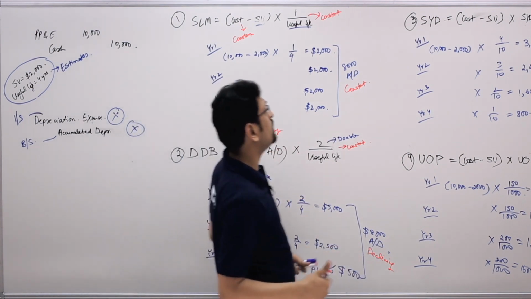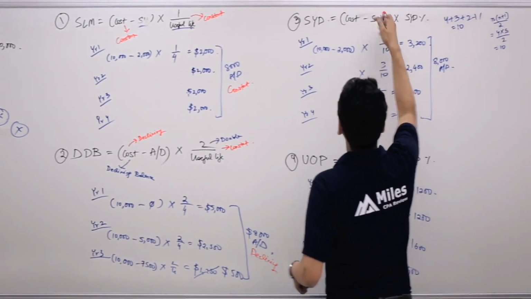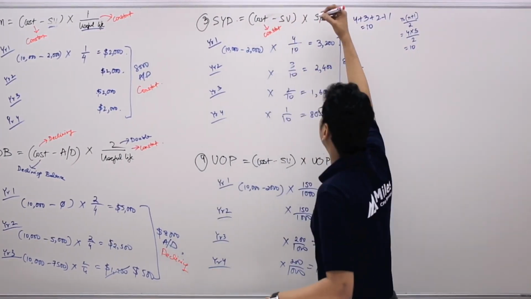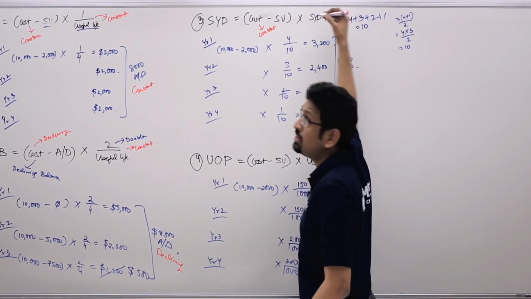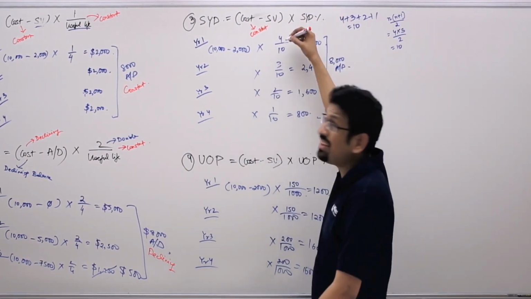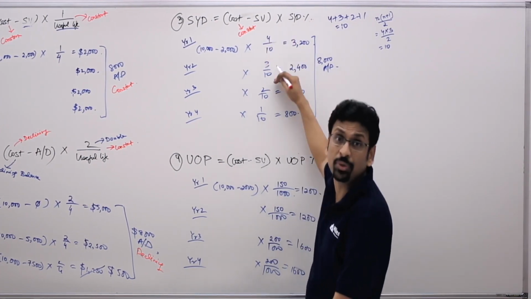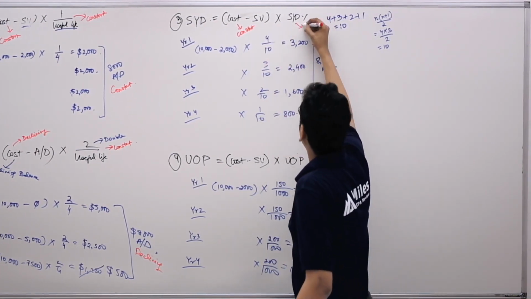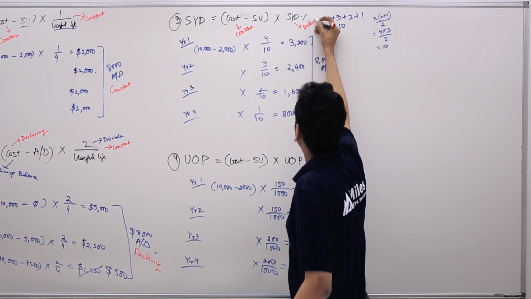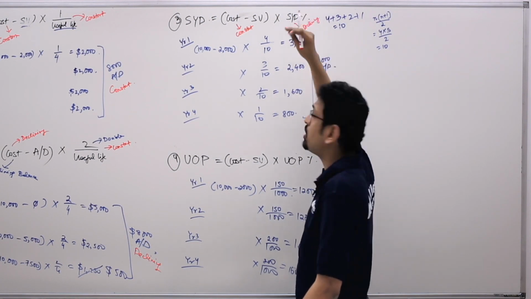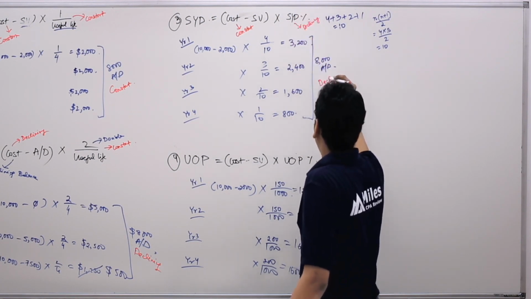Let's look at sum of the years digit. Cost minus salvage value, this is a constant number. But when we're looking at the sum of the years digit percentage, the depreciation rate, that is declining. So you had 4 by 10, 40%, 30%, 20% and 10%. So this was declining. And because the depreciation rate was declining, the depreciation amount also ended up declining.